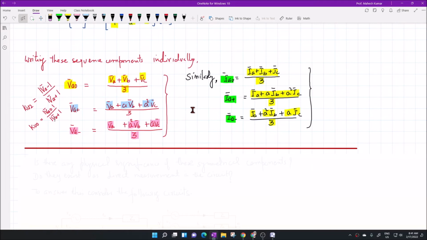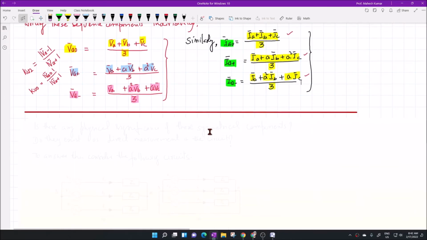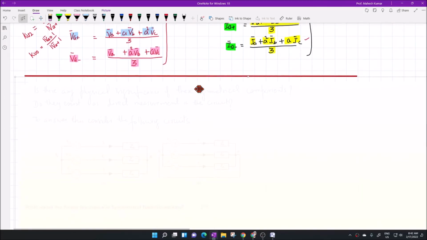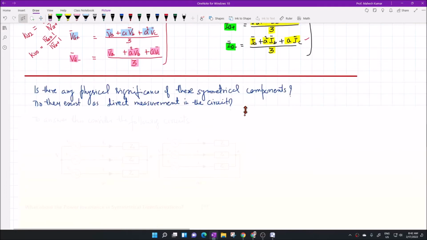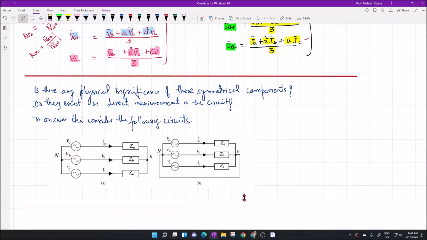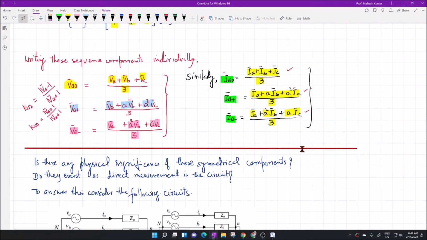Current unbalance depends upon the nature of load. Okay, the current does not depend upon the source. The current depends upon the nature of load. Alright, so you have seen that the unbalance can be expressed in terms of this factor. Now let us try to understand, is there any significance of the sequence component in study of power system? Obviously it is, that's why we are studying it.